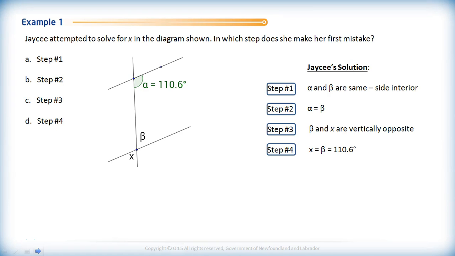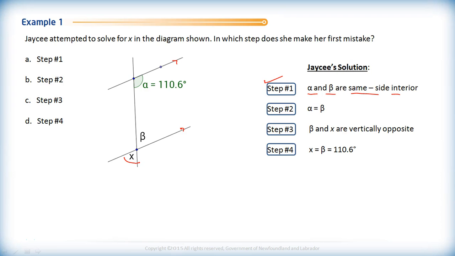All right, so JC attempted to solve for x in the diagram shown. In which step does she make her first mistake? Okay, JC, let's see what you did. Alrighty, so she's looking at this diagram. She wants to find x, and she says in her first step, A and B are same side interior. They are indeed the same side of the transversal. These should be parallel lines, and they are indeed interior. So step one seems to be correct.